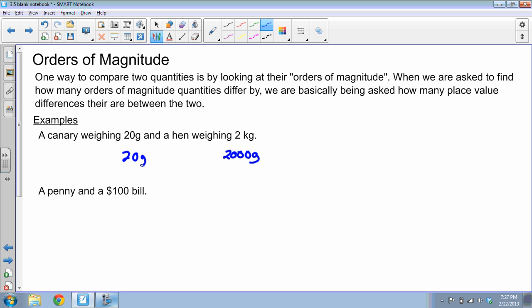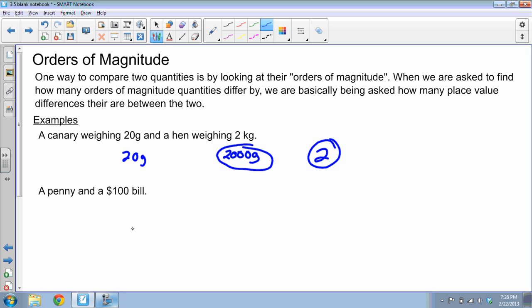Like 20 has a ones and a tens. 2,000 has ones, tens, hundreds, thousands. This one has 2 more place values than 20 grams. So we would say that the, let me think how to word it. It says determine how many orders of magnitude the quantities differ, and so we would say, well, they differ by 2. Okay, because this 2,000 grams has 2 more decimal places, basically, if you want to think about it. They're to the left of the decimal, not to the right, but there's 2 more decimal places than 20 grams.